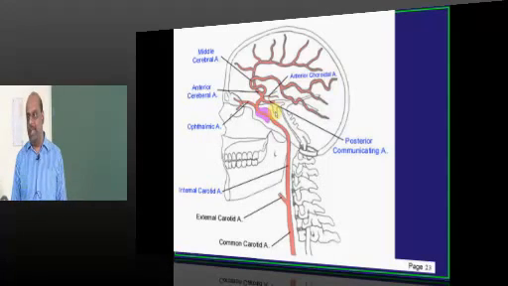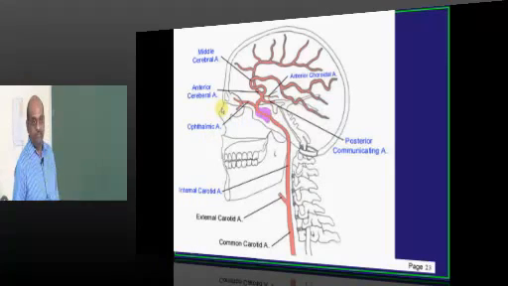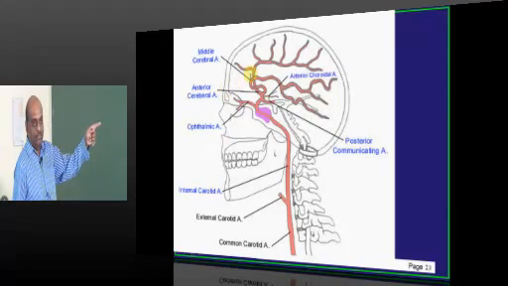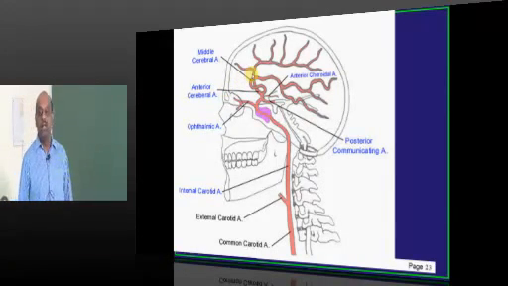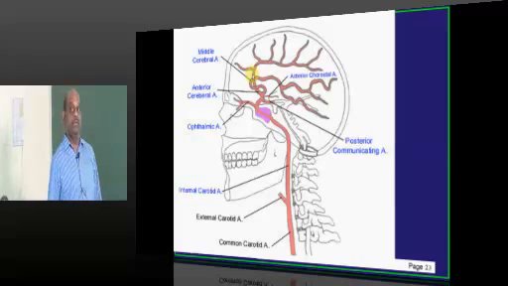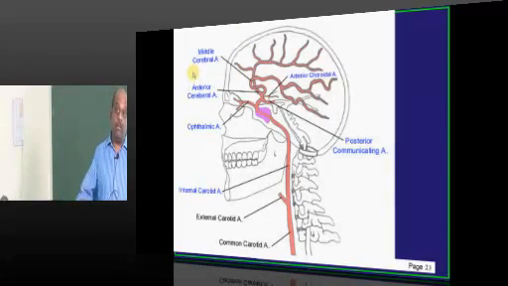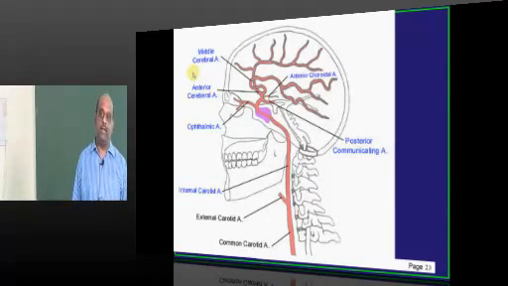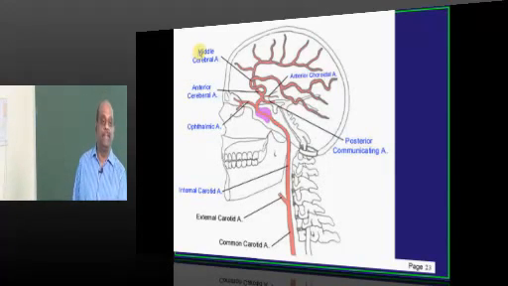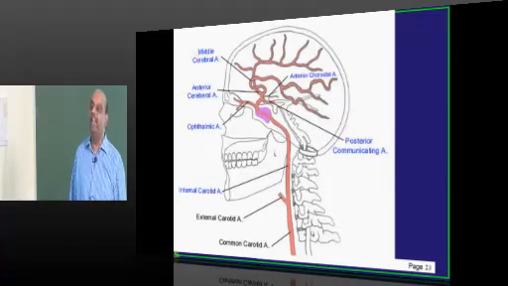What are the branches of the internal carotid, doctor? Ophthalmic artery, posterior communicating artery, anterior choroidal artery, anterior cerebral, middle cerebral. They are all the branches. Posterior cerebral is a branch of the basilar artery, which is formed by the fusion of the two vertebral arteries. Vertebral artery comes from the first part of the subclavian. Subclavian comes from, depends on whether it is right or left.